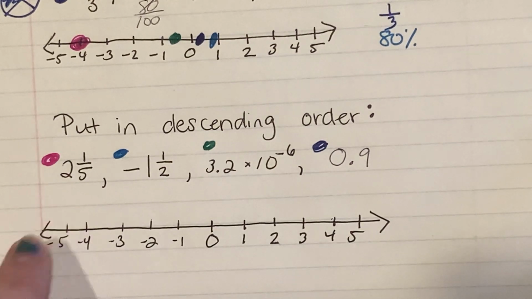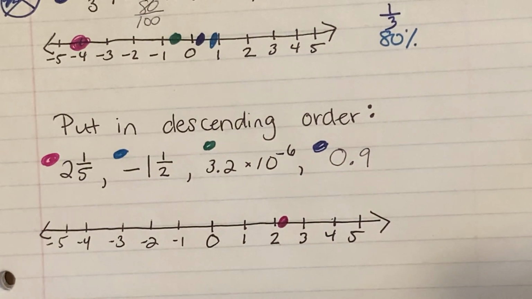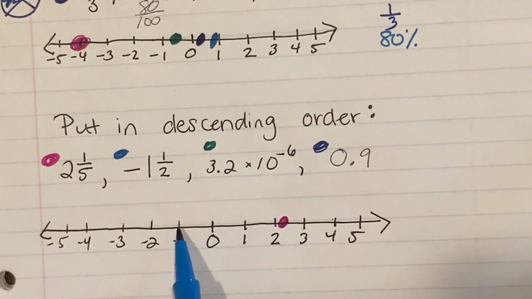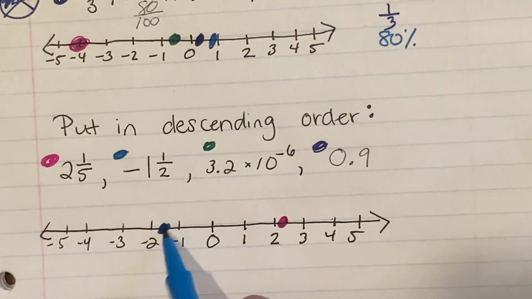So 2 1/5, it's more than 2, but it's not 3. So they would put a dot between 2 and 3. For the next one, -1 1/2. This one's a little bit tricky because sometimes we tend to put it between 0 and -1, but I remind them they went to -1 and they didn't have enough to get to -2, so they went kind of halfway.